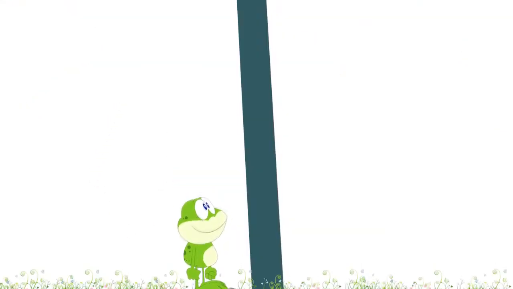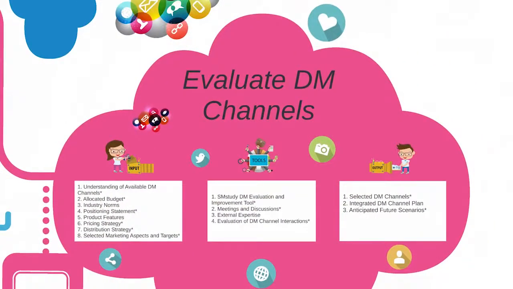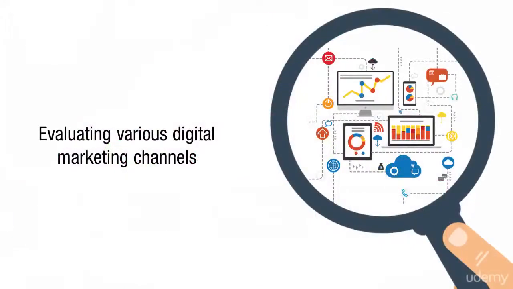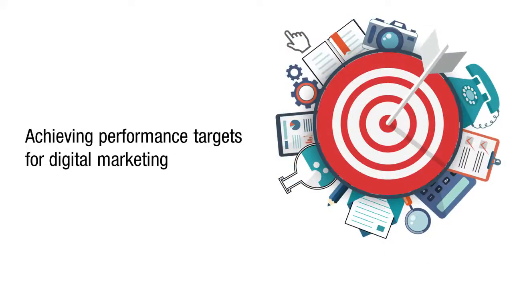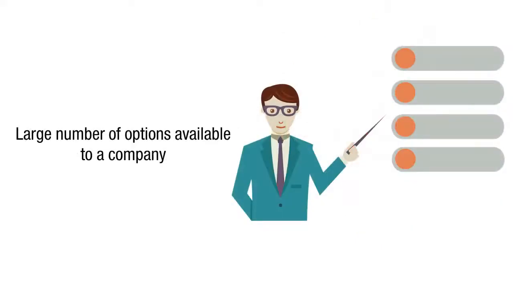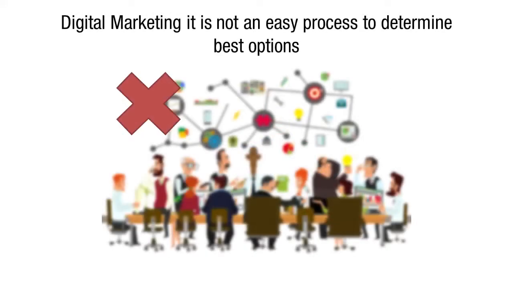Hello and welcome to this module on the introduction to the Evaluate DM Channels process. This process involves evaluating various digital marketing channels to determine their relevance to and effectiveness for achieving the performance targets for digital marketing. Given the wide variety and large number of options available to a company to utilize digital marketing, it's not an easy process to determine the best options.